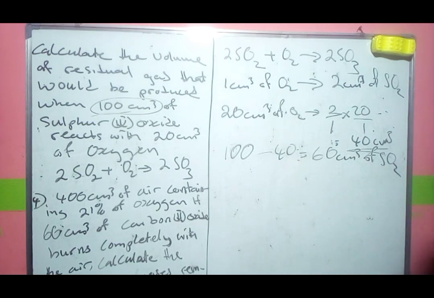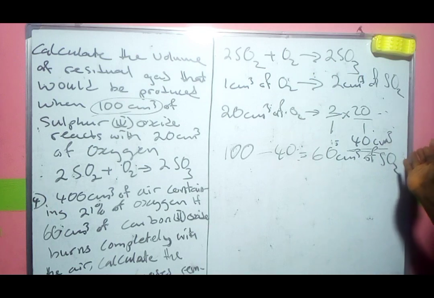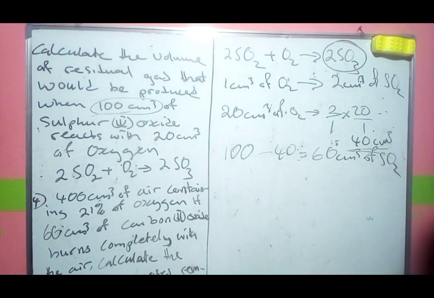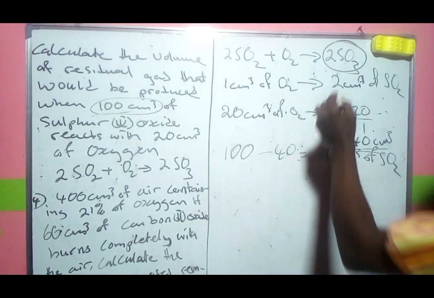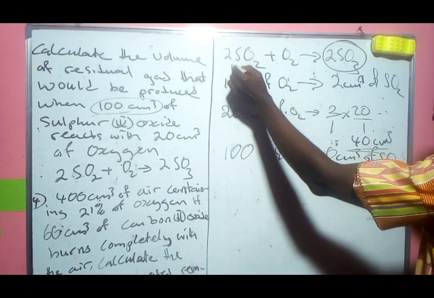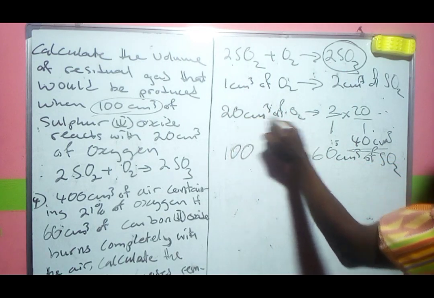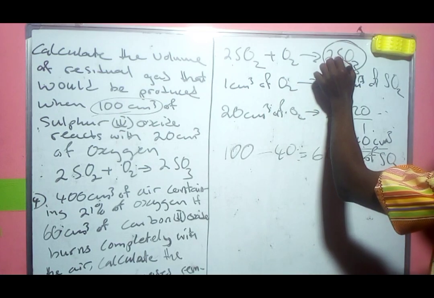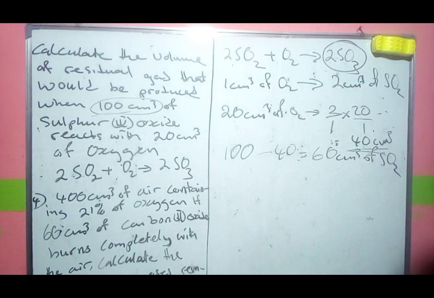So what next are we going to find out here? The next thing we are going to know is the volume of this tetrasulfur 6 gas that is produced. That is what you need to find out. Looking at this, we find out that it is 2:2, meaning that it will produce 40 cm cube of tetrasulfur 6 gas.